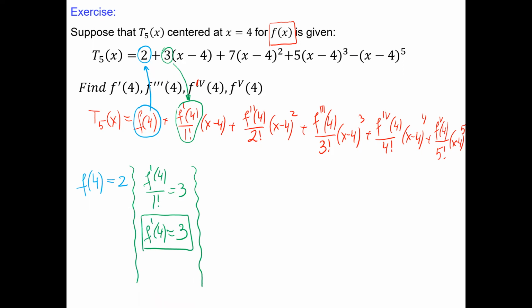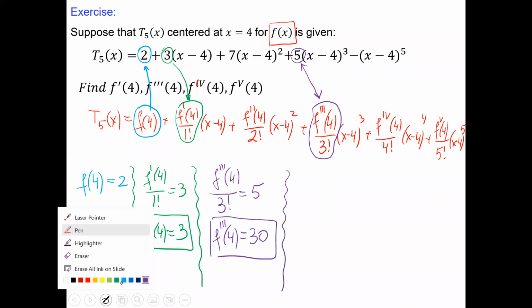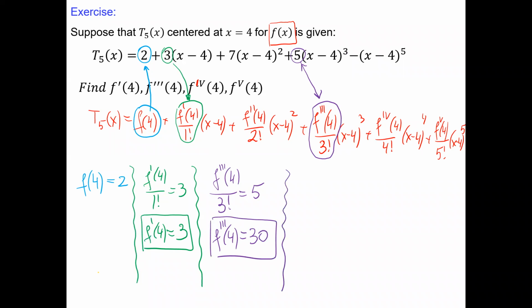Let's take the third derivative. The third derivative will be part of the coefficient next to x minus 4 to the power of 3. That means this is the coefficient, and this is a cube. That means 5. This is the same: third derivative at 4 over 3 factorial equals 5. Then the third derivative at 4 is 5 times 6, which is 30. Excellent. And I'm running out of colors.